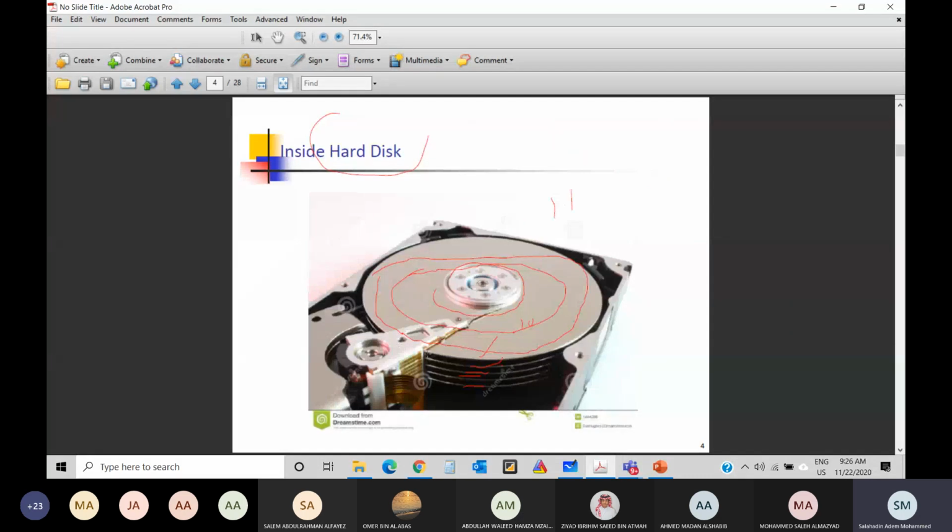Do you see this? This is the read write head. Yes. So if they move together like that, in fact, they move like this one. They don't move like this one. Okay. Let me see. Okay. So this is how they move.